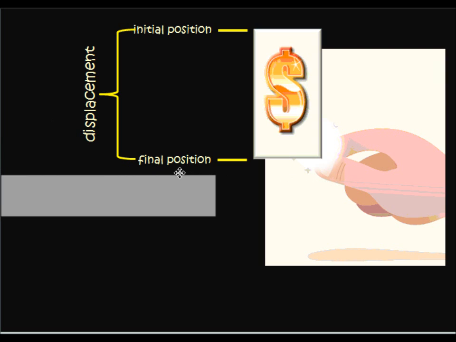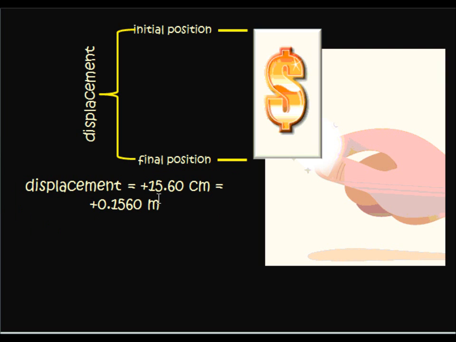Thus, the displacement of the dollar bill is 15.60 centimeters, or if I convert that to meters, all I have to do is take my decimal point and move it to the left 2 places. So the displacement of the dollar bill is then 0.1560 meters.